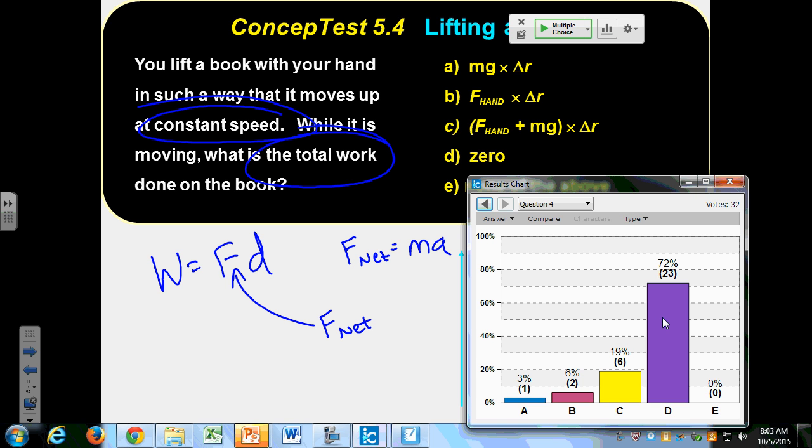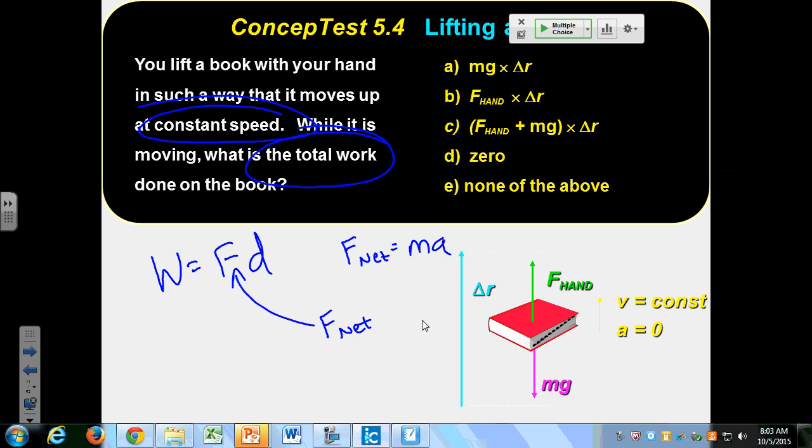Okay, good. That's a lot better. Yeah, D is the right answer. The net work is 0. The hand is doing positive work because the force is in this direction, displacement's in this direction. The weight is doing negative work. And since the velocity is constant, that is the acceleration is 0, these two forces are going to be equal but opposite, because the net force is equal to 0. So the total work will be 0.